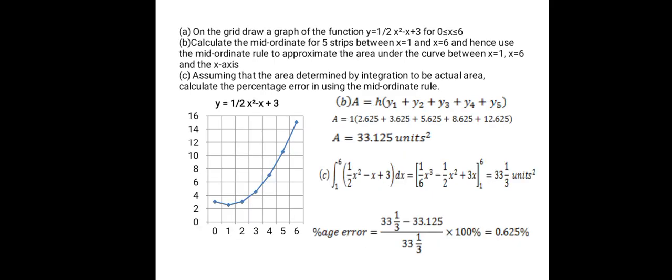On the grid, draw a graph of the function y = ½x² − x + 3 for values of x between 0 and 6. Calculate the mid-ordinates for 5 strips between x = 1 and x = 6. Hence, use the mid-ordinate rule to approximate the area under the curve between x = 1, x = 6, and the x-axis. Assuming that the area determined by integration is the actual area, calculate the percentage error in using the mid-ordinate rule.